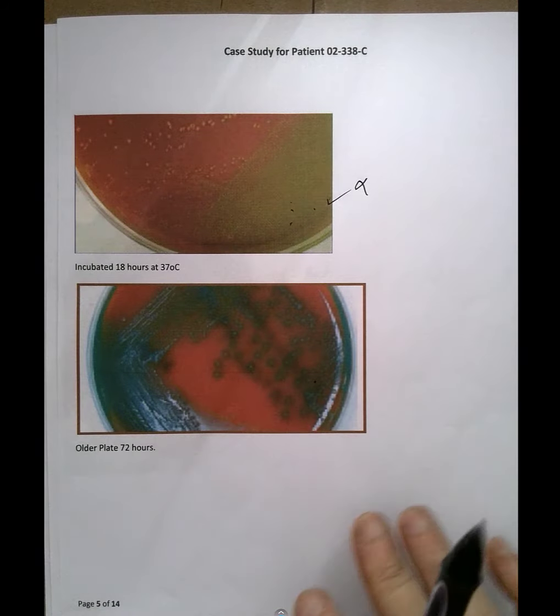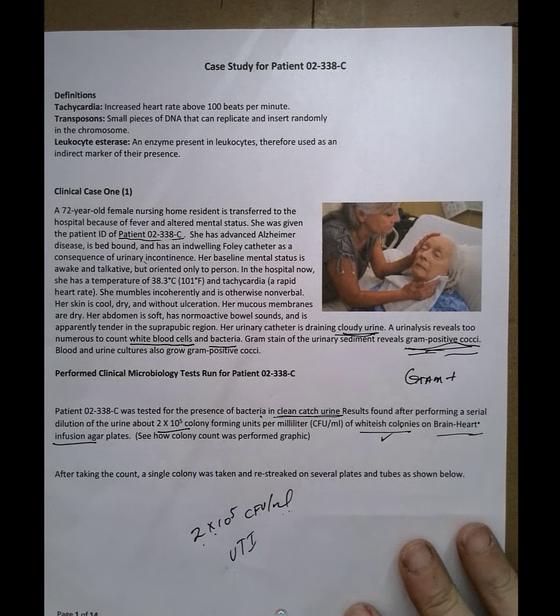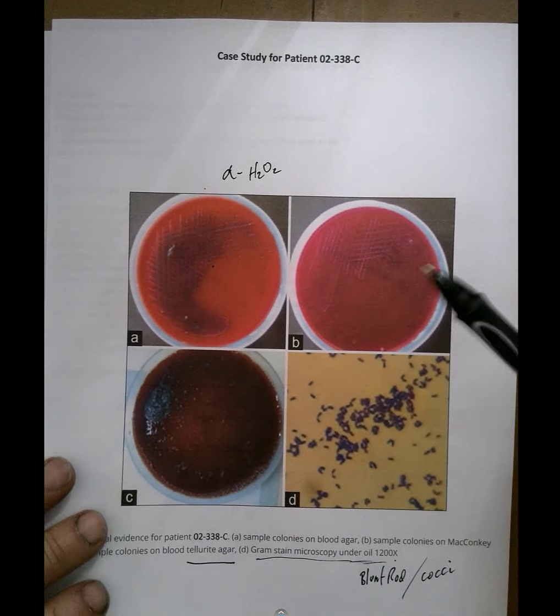So this reveals a little bit more about the organism. And that's what we're after, to try to help this young lady here with the problem. Now we have some of the microbiology that they did.